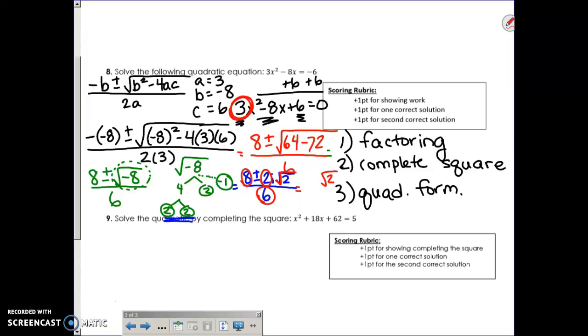So let's do that. 8 divided by 2 is 4. Plus or minus 2 divided by 2 is 1, so the i is going to be there. And then 6 divided by 2 is 3. And you've got your final answer. Sorry, it got a little bit squished over there, but it says 4 plus or minus i square root of 2, over 3. And there's your answer for that problem.